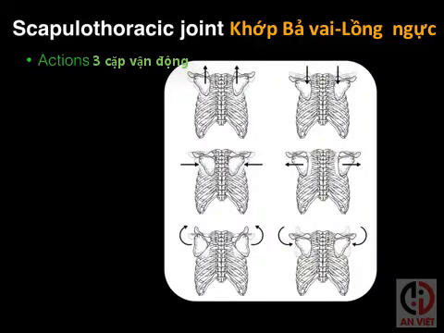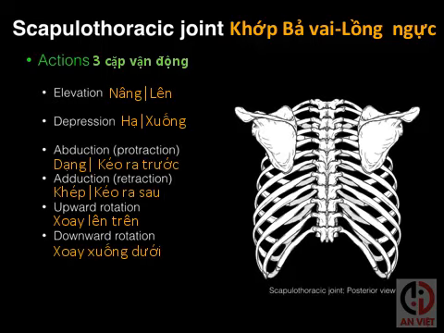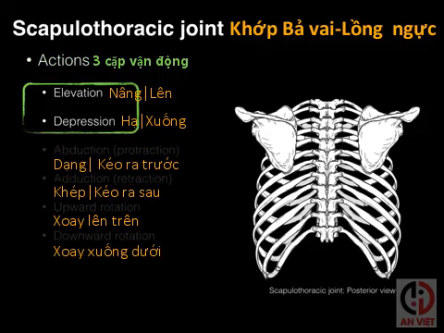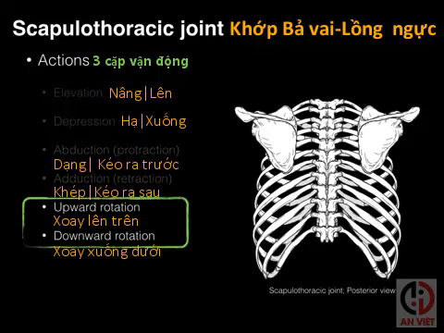So let's now talk about the actions or the movements of the scapulothoracic joint. Let's take all these and put them into words, which were located here. And these 6 primary actions of the scapulothoracic joint are in pairs. First, we've got elevation and depression, abduction and adduction, and upward and downward rotation.